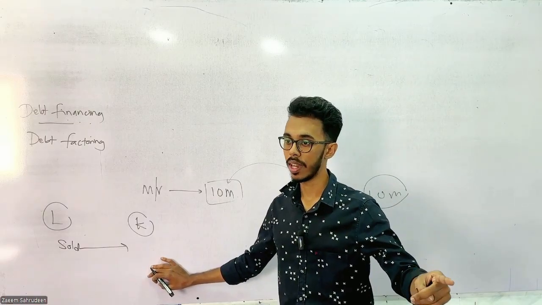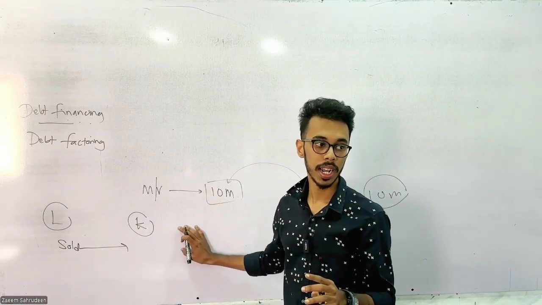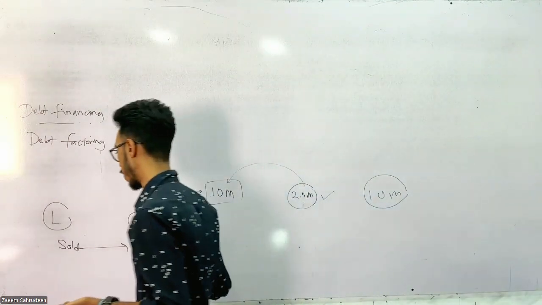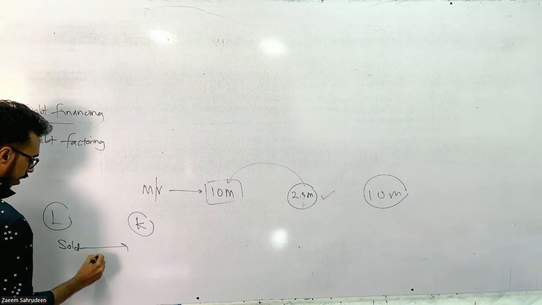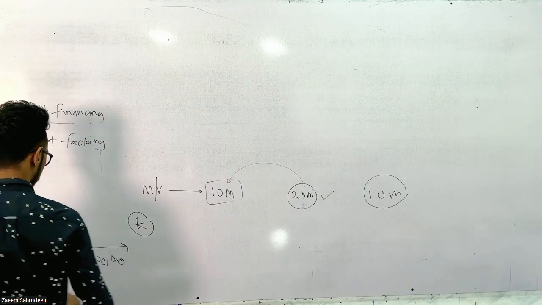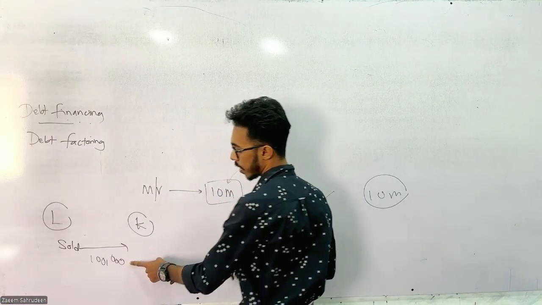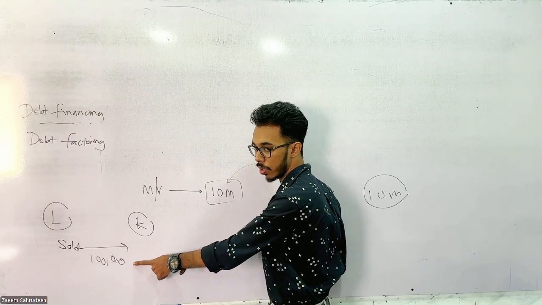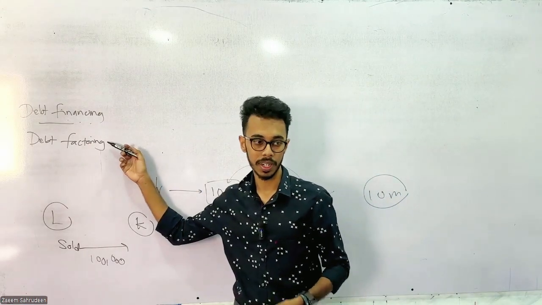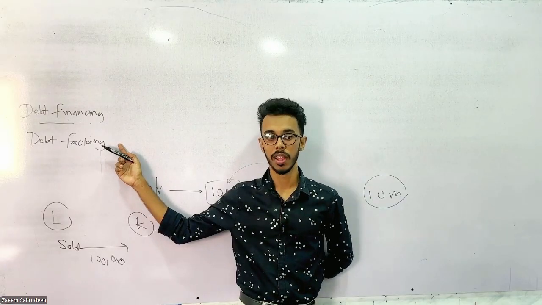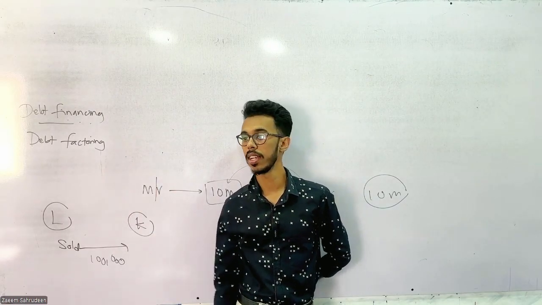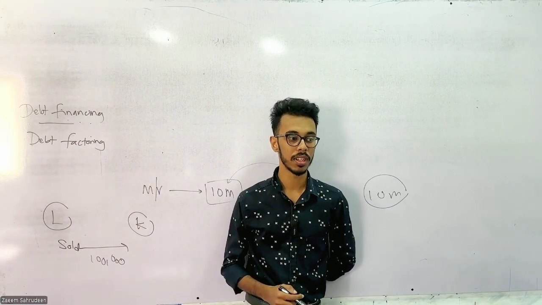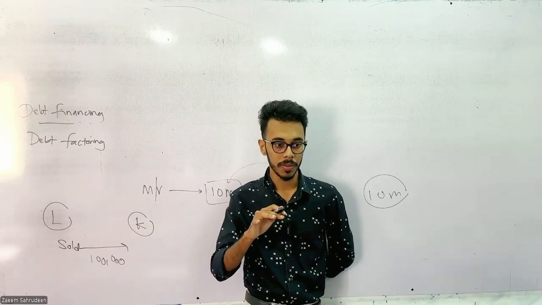What she can do is go to a leasing company, to a debt factor, and do debt factoring. Let's say the value of the debt is 100,000. This invoice value of 100,000 can be sold to the finance company. You can sell the receipt to them and get about 95,000 from the debt factoring company.